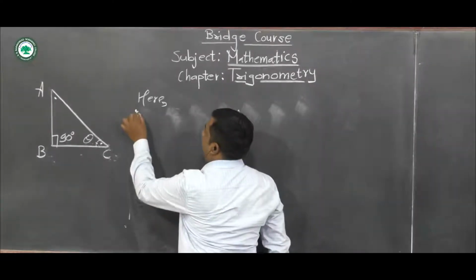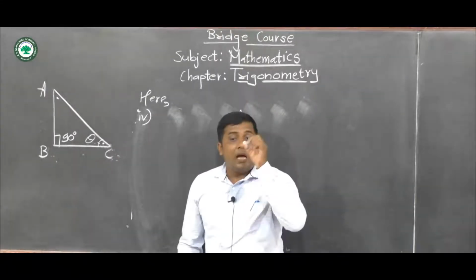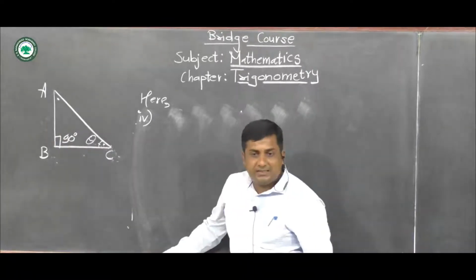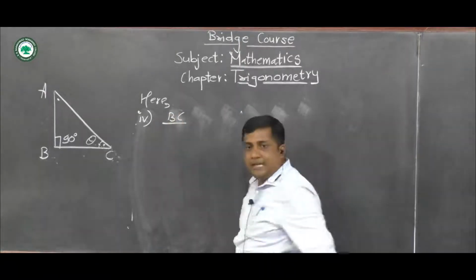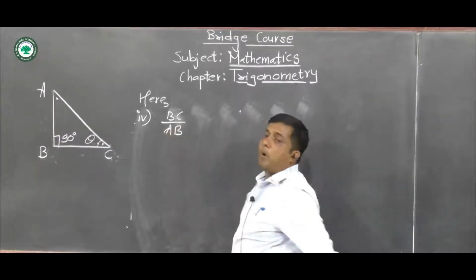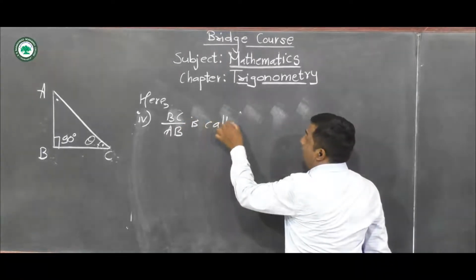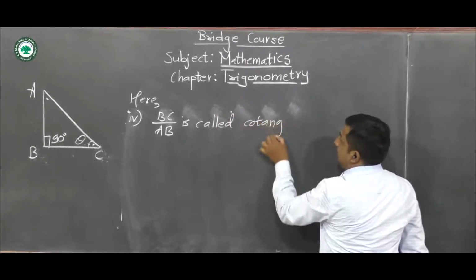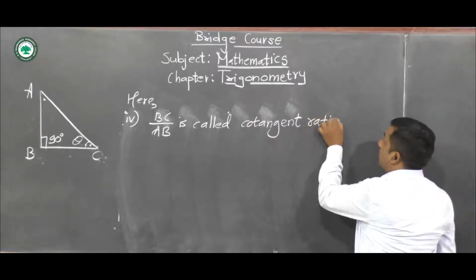We go with the fourth point. Here for the fourth, we consider again the adjacent side of C and the opposite side of C. Here the adjacent side is BC, and the opposite side is AB. BC upon AB is the ratio, and we call this the cotangent ratio.